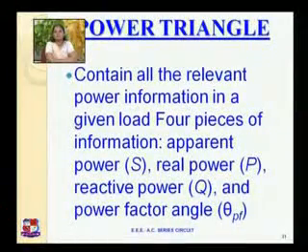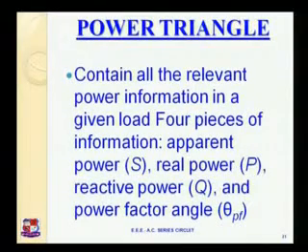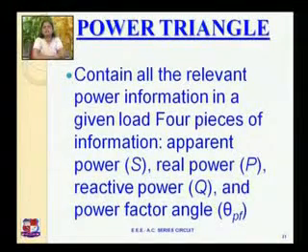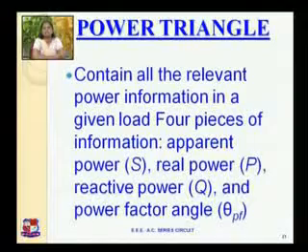Now power triangle. As we discussed earlier, three types of powers are available. One is the complex power, another is the real power, and third one is the reactive power. If you have to draw a triangle for a complex power, then it will contain all the relevant power information in a given load. Four pieces of information are there. One is the apparent power, which is denoted by S. Second is the real power, which is denoted by P. And third one is the reactive power, which is denoted by Q. And again the power factor angle, which is theta PF.